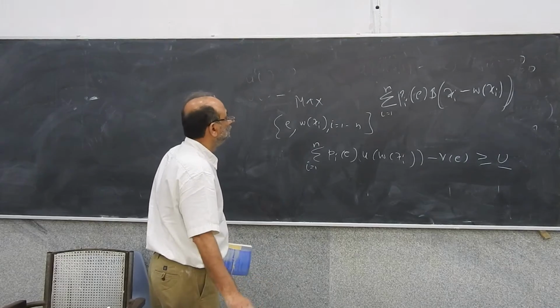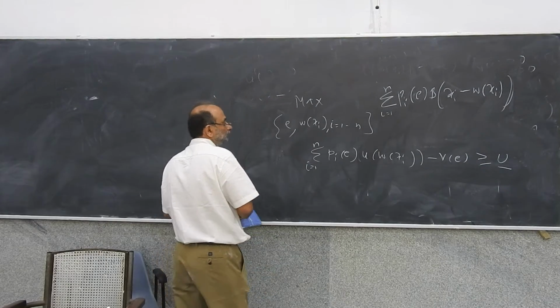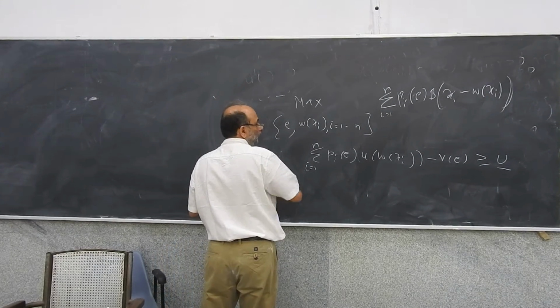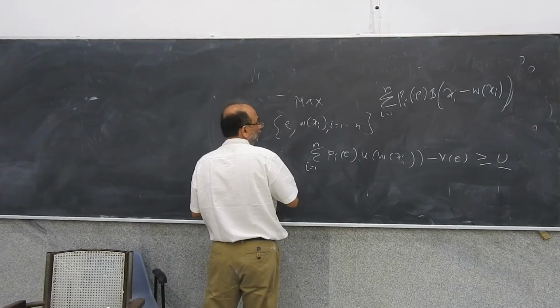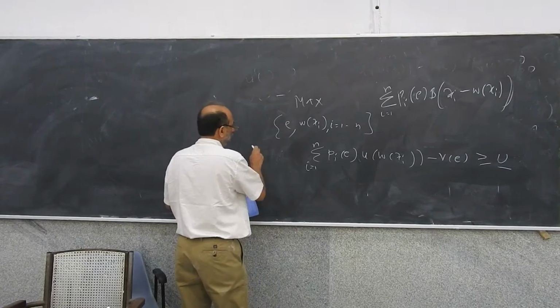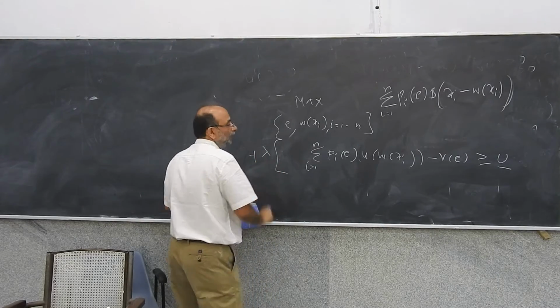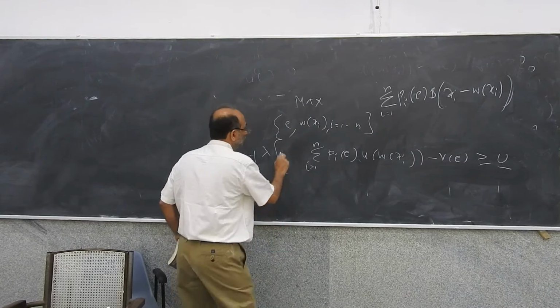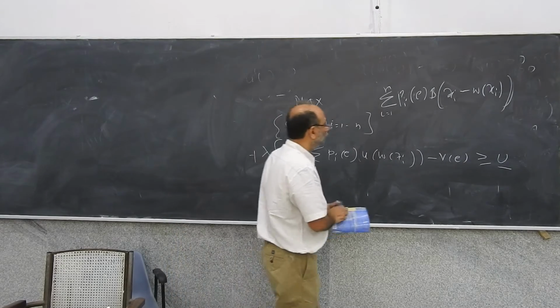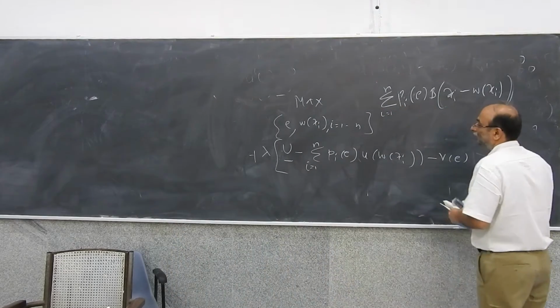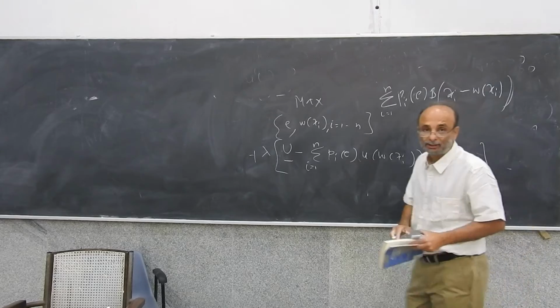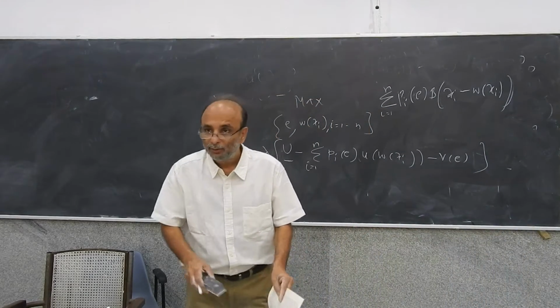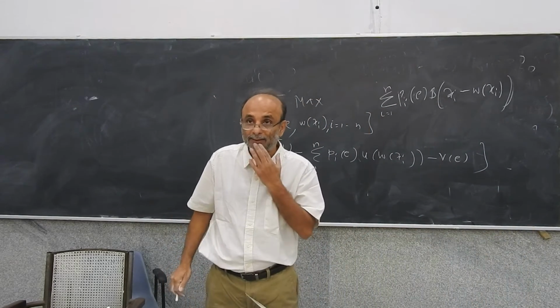Okay, the Lagrangian would be, so it will be plus lambda by u understroke minus this, right? U understroke minus this.